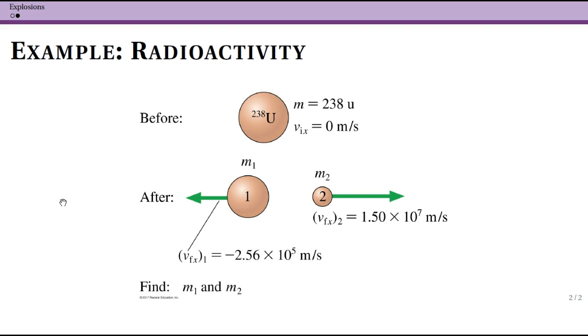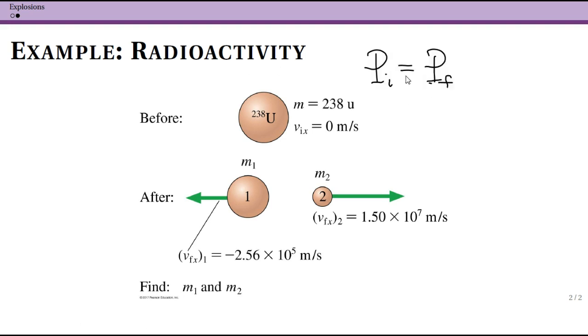Here, let's do radioactivity. You start with a nucleus of uranium-238. It is at rest. Note that in some situations it might not be at rest, but you can always shift to the reference frame where it is. It then undergoes radioactive decay, breaking into two pieces. In this case, you're not told what the masses are of the two pieces, but you're told what their velocities are. Your goal is to find mass 1 and mass 2.